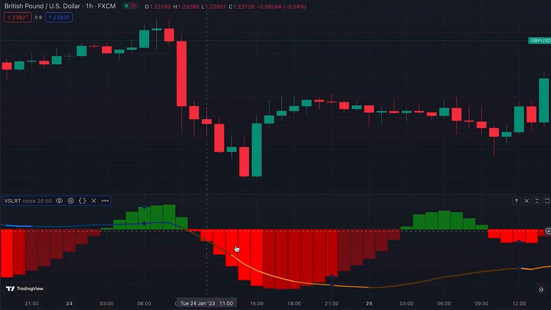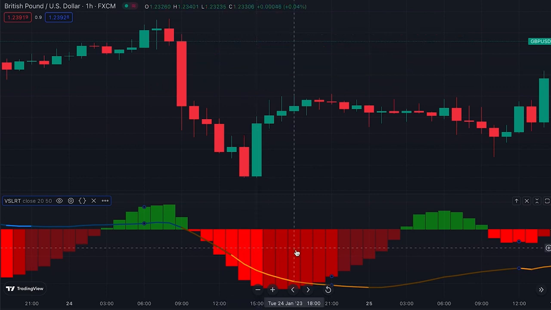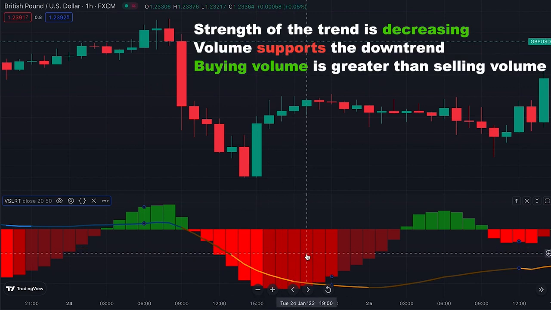When the histogram is light red, it shows that the strength of the short-term downtrend is increasing. Volume supports declining of the price and selling volume is greater than buying volume. When the histogram becomes mid-tone red, it shows that strength of the downtrend is decreasing. Volume still supports the downtrend, but we have buying pressure. In other words, buying volume is higher than selling volume.